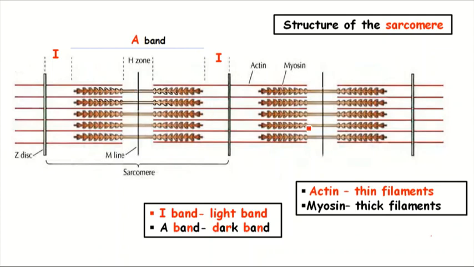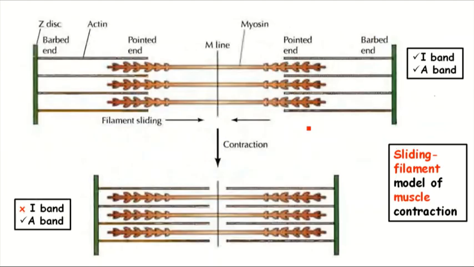So let's see how muscle contraction occurs. This is the sliding filament model of muscle contraction. Why does a muscle contract? Because the myofibril contracts and shortens. How does this occur? This actin filament slides deeper into the A band during contraction.